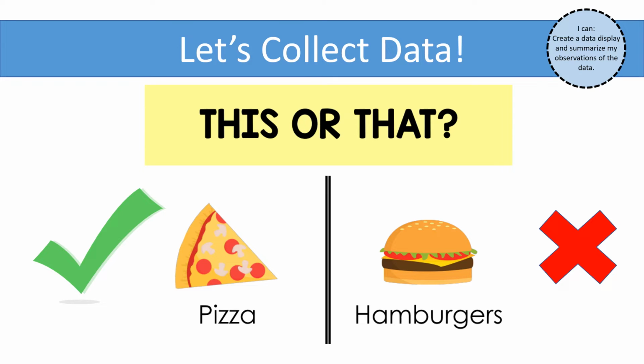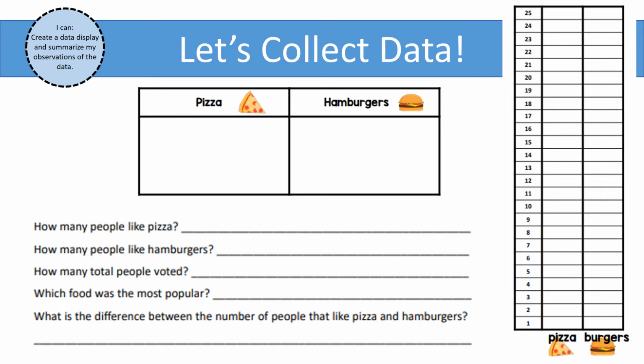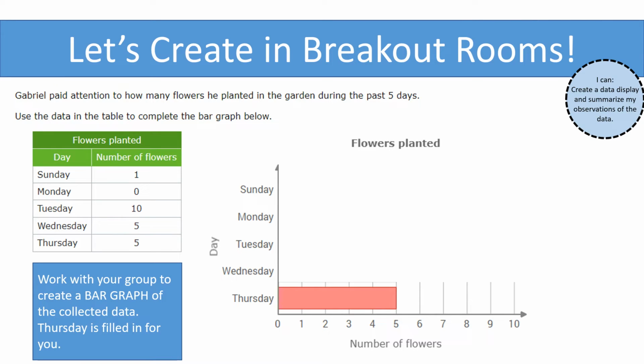Okay, so we won't be doing this activity since I will not be there. So just look at this, and I'm also going to send this to you in a PDF form so y'all can work on it and log your time. This is a horizontal bar graph. Gabriel paid attention to how many flowers he planted in the garden during the past 5 days. He used the data in the table to complete the bar graph. So I want you to work to create the bar graph.